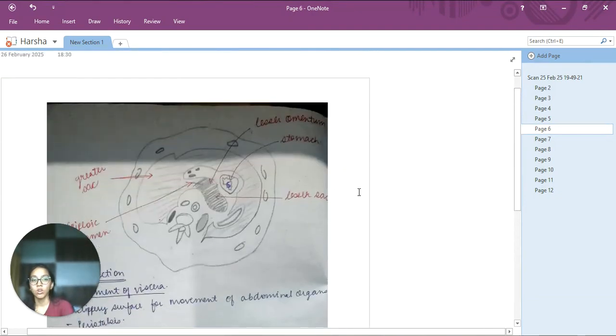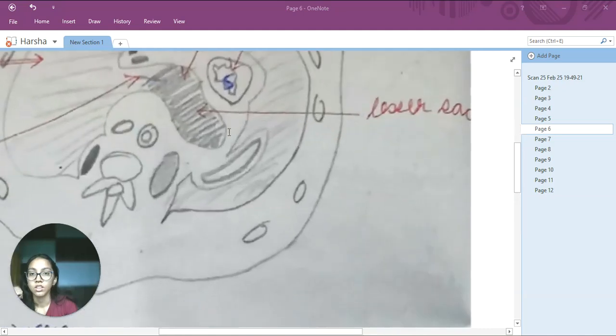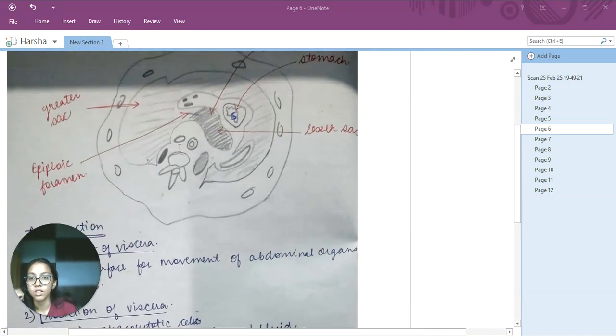Moving forward. Now this diagram will clear all the doubts. First, the outer wall and within is this cavity. As you can see over here, this is the greater sac. Then this is the lesser sac. This is the stomach. Then this is the vertebrae. So this is basically the posterior part, while this is the anterior part.